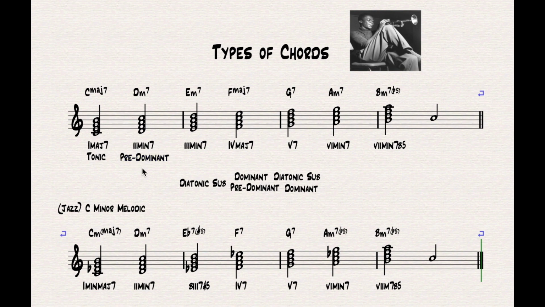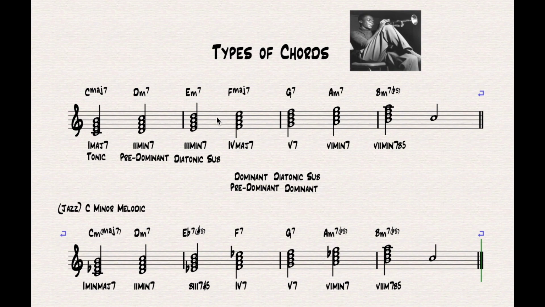Awesome. Our E minor 7 looks like a predominant, but it actually is not. It's a diatonic sub, and the reason why is the E minor 7 can either replace the 1 chord or the 5 chord, so it's kind of a special chord on its own, but we give it the label of diatonic sub because it can replace the 1.